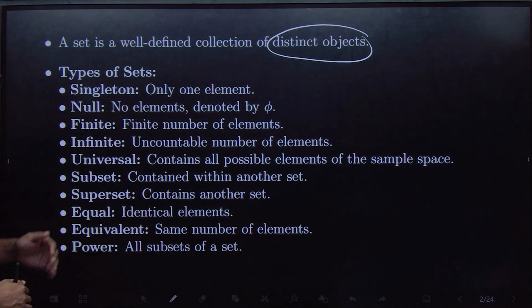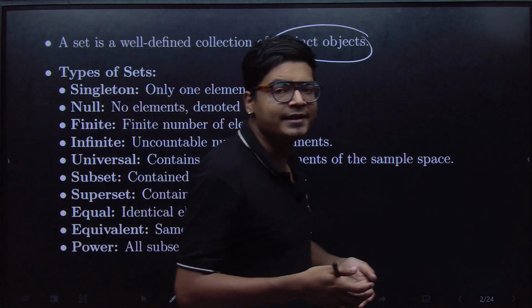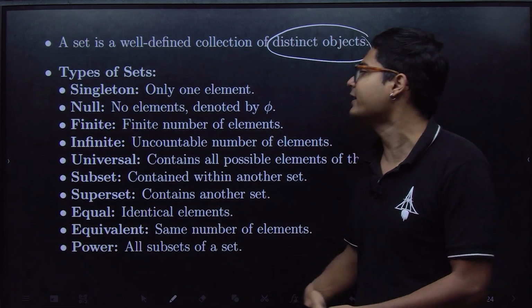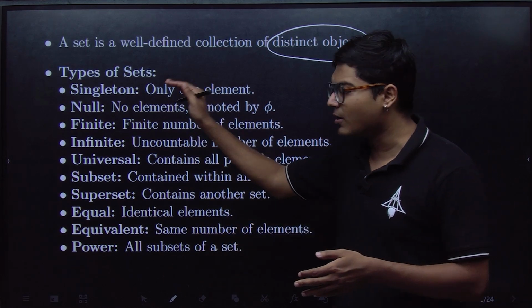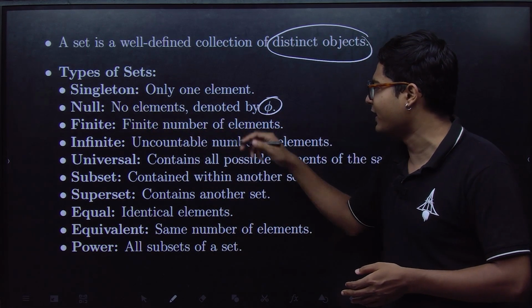Now, different types of sets. The first one is a singleton set. What is a singleton set? It's a set that only contains one element, right? What is a null set? A null set is a set that does not contain any element, right? So it's also known as the empty set and it's denoted by phi, alright?